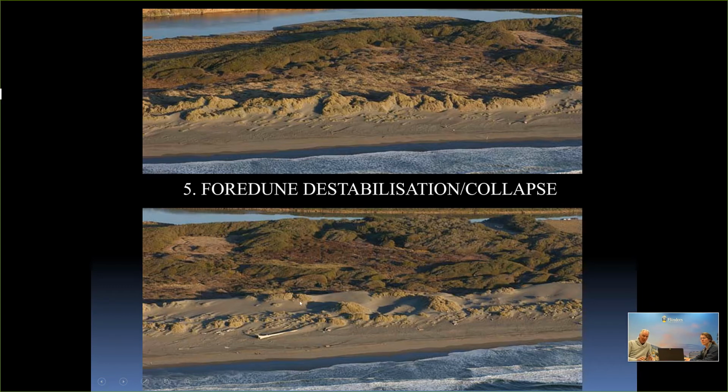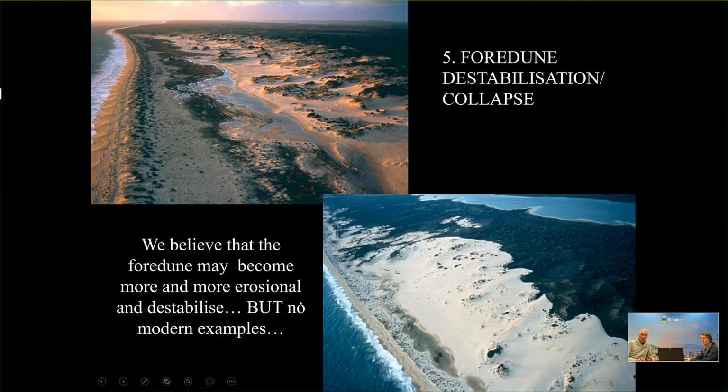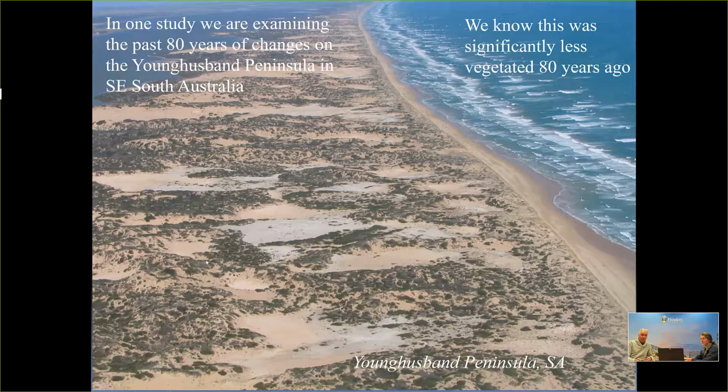However, we have actually very few historical examples of that. So, for example, in this case, this small, initiating transgressive dunefield here may have been formed by the collapse of the foredune here. This foredune's rebuilt later after this developed. And similarly here, we actually don't know that. We don't have any records of that. So there's no modern examples of how this might occur, where the foredune becomes more and more erosional, destabilises, and then starts to translate landwards.